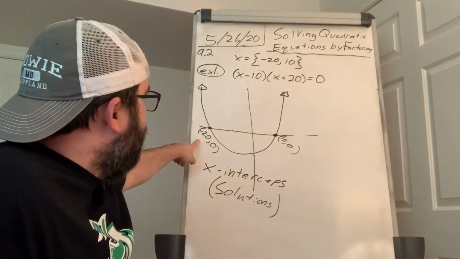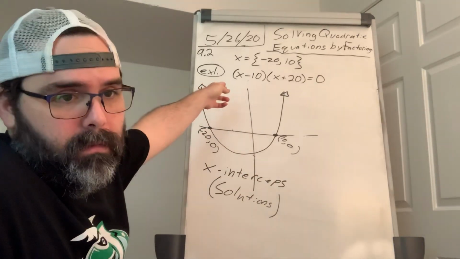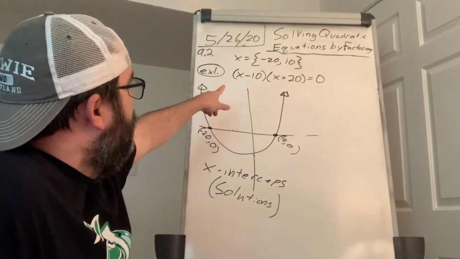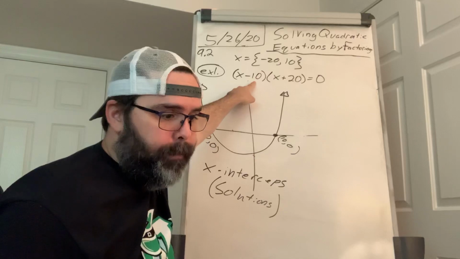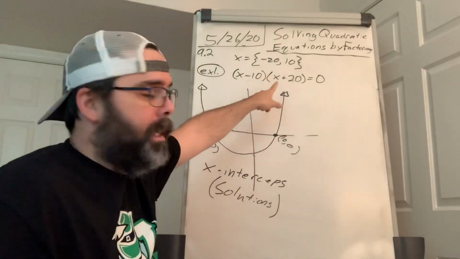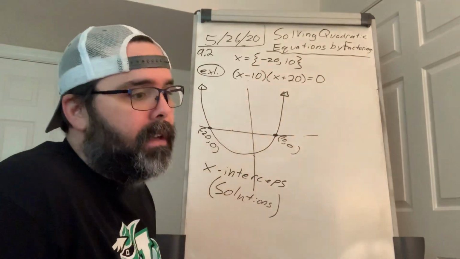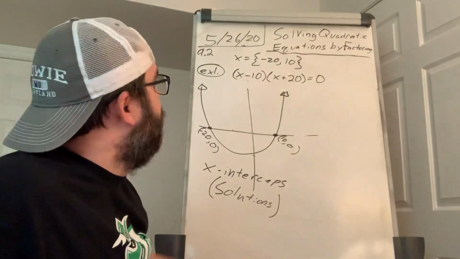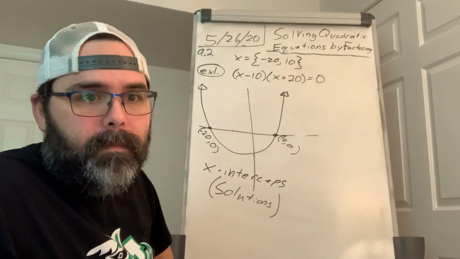Look at these two numbers, negative 20 and 10. How do they relate to the original equation? Well, here was minus 10, right? But the answer was positive 10. And here it was plus 20, but the answer was negative 20. So in factored form, like you see here, the solutions are the opposites of these two numbers. Okay.